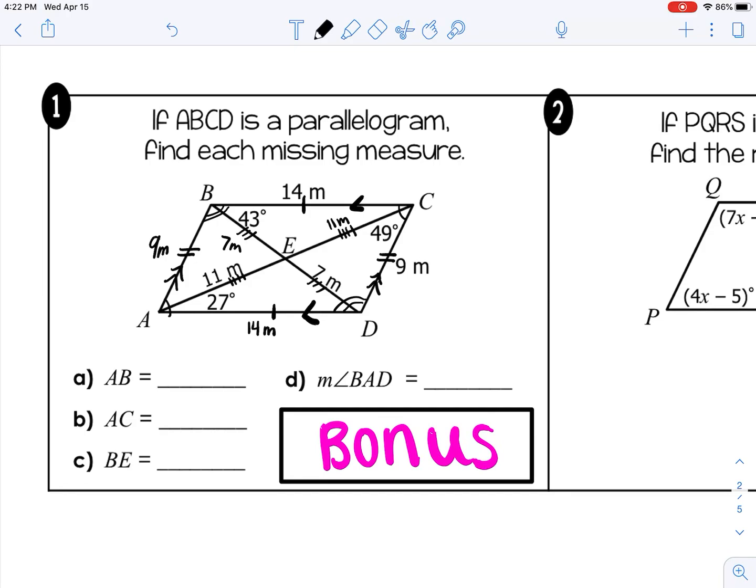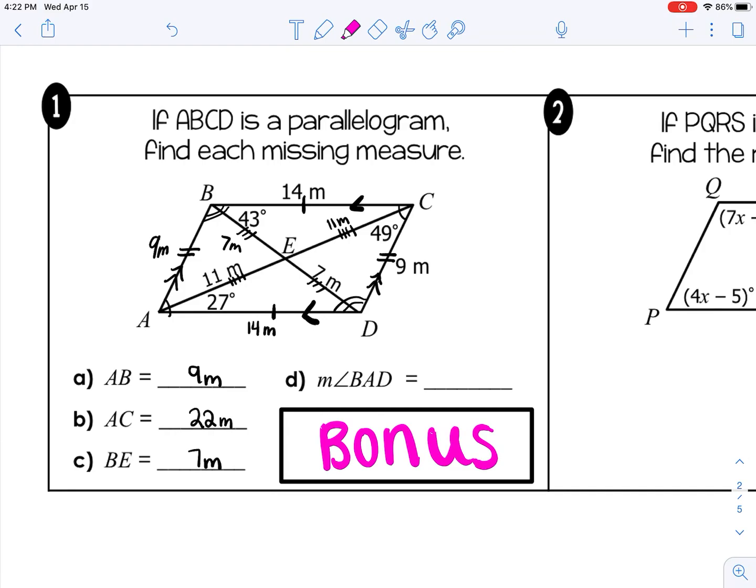So using all this information, we can answer most of these questions. AB, yep, 9 meters. AC, we have to add the 2 halves, 11 plus 11, and get 22 meters. And BE is 7 meters.